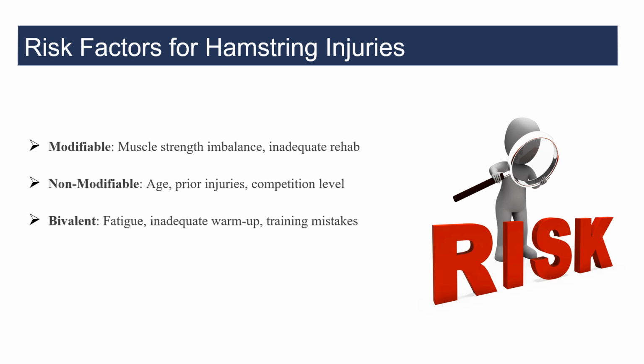Other than these factors, there are other factors which are described as modifiable, non-modifiable, or bivalent. In the modifiable category, we have muscle strength imbalance and inadequate rehabilitation, which can be modified. Non-modifiable factors are age, prior injuries, and competition level, which cannot be modified. Bivalent risk factors include fatigue, inadequate warm-up, training mistakes, etc.